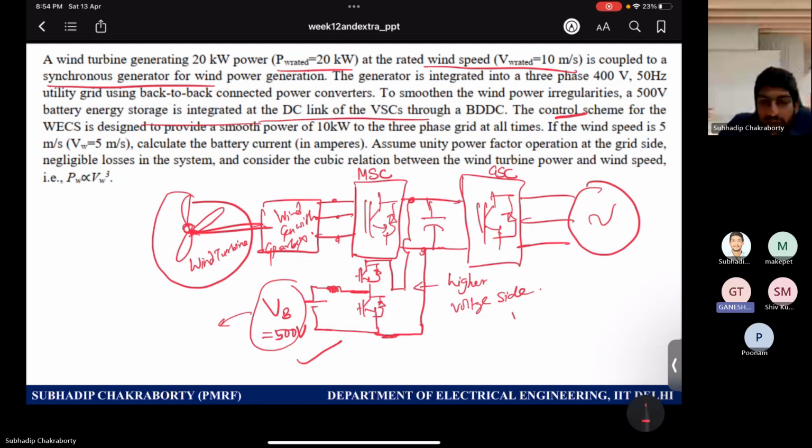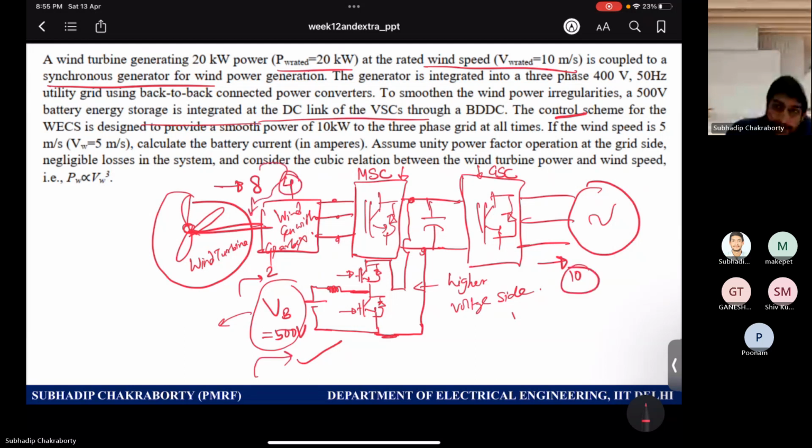Sir, smoothen the grid power means that the battery is supplying the losses? Smoothening means that, for example, wind speed abruptly drops, but you want your grid side power to be smoothened or to be constant. For example, you want your grid power at any cost to be 10, but your wind power previously was 8 and your battery was supplying 2. Now wind drops to 4, but I want 10 here. How much will I give from the battery now?